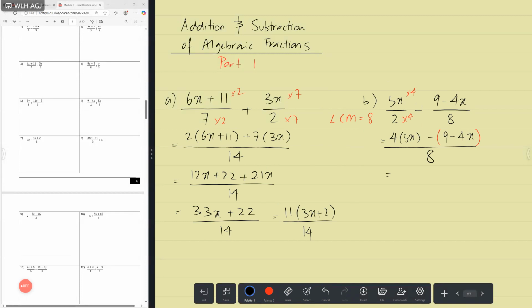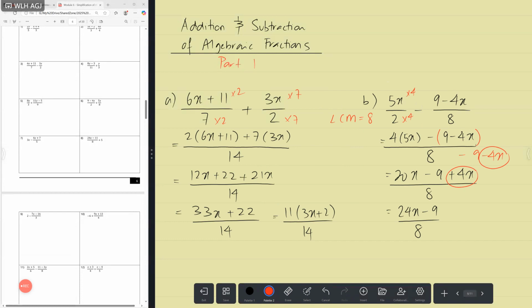So this one is 20x minus 9 plus 4x, divided by 8. So you will have 24x minus 9 over 8. As opposed to just getting minus 9 minus 4x without the bracket. One is plus 4x, one is minus 4x. That is the difference if you do not have your bracket.